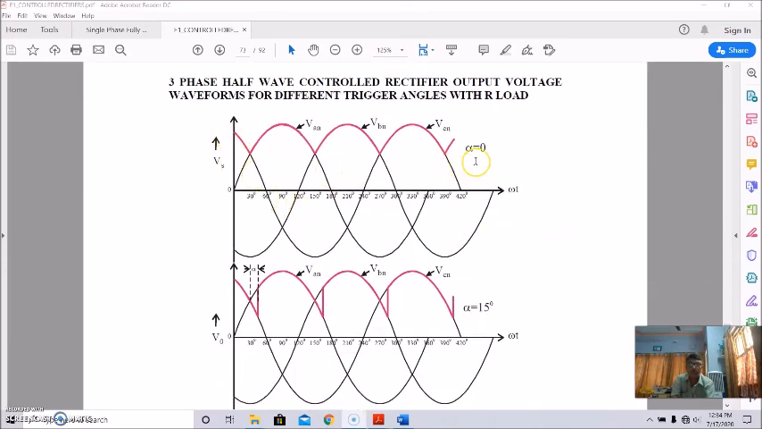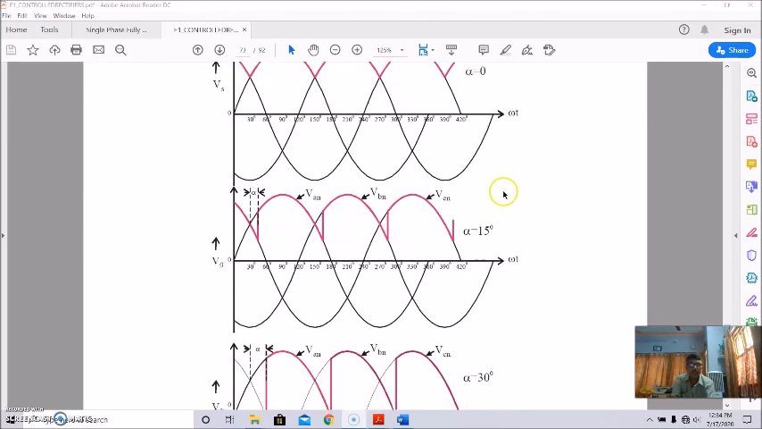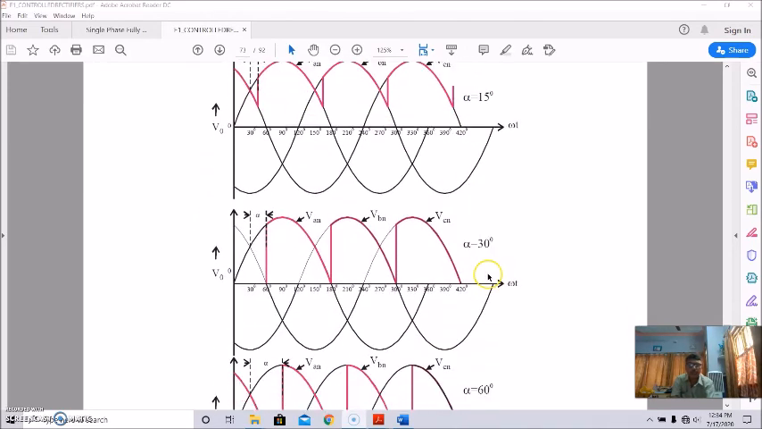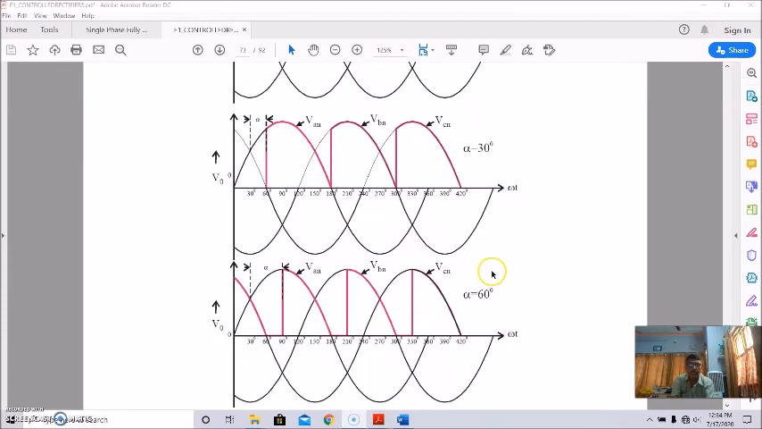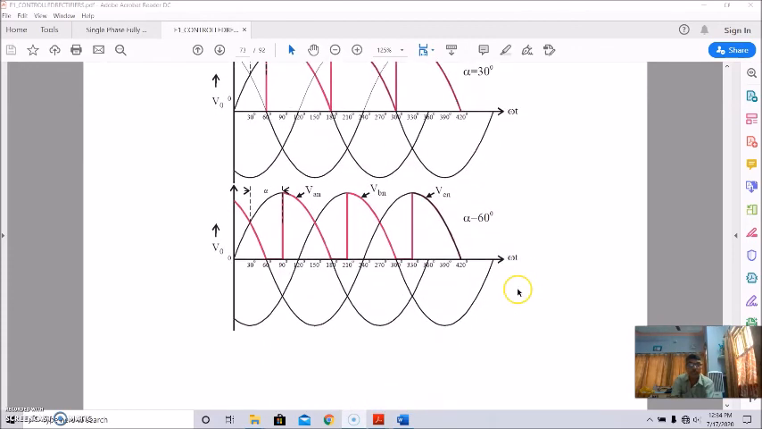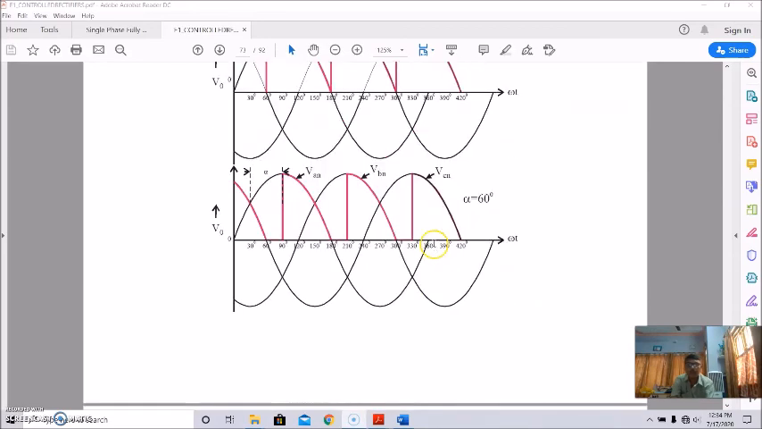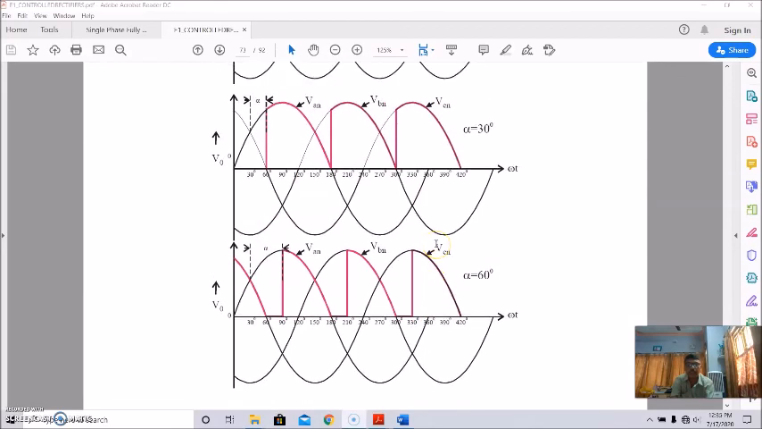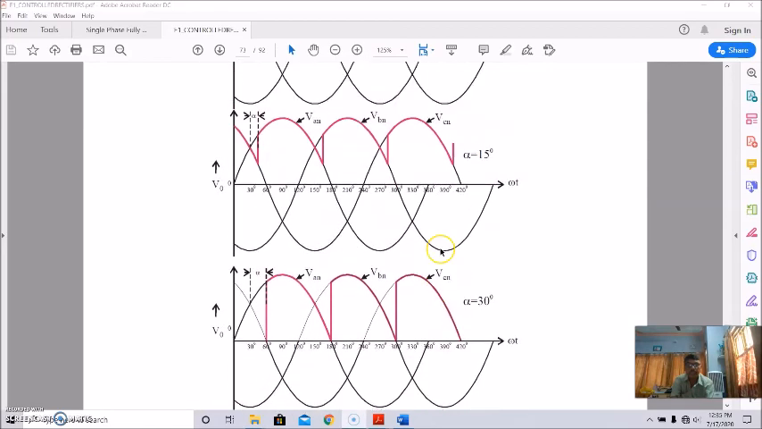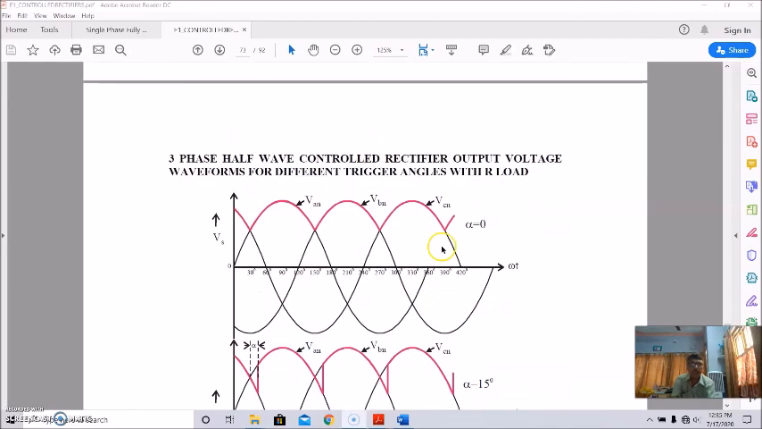Okay, and the three-phase half-wave control rectifier output voltage waveform for different trigger angles with RL load will be like this. This is for alpha 0 degree. This is for 15 degree. Okay, this is for 30 degree, and this is for 60 degree. So these are the different trigger angles for the resistive load.